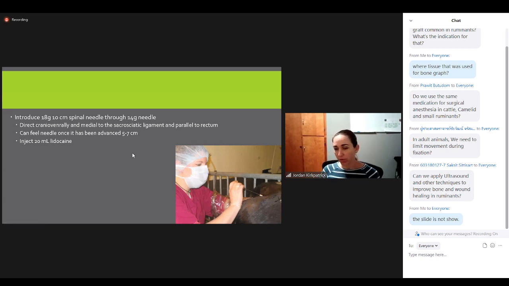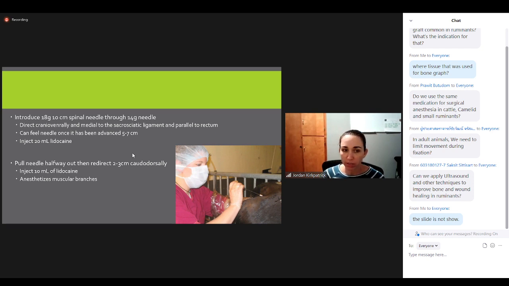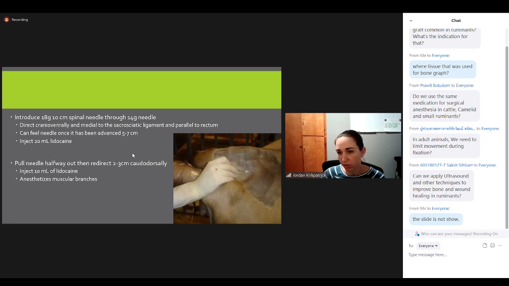Once you advance it all the way in, you'll inject around 20 mils of lidocaine. Then you'll pull the needle halfway out and redirect it caudodorsally and inject 10 more mils of lidocaine. You can see the angle of this hand they've drawn out, and now the needle's angled a bit more dorsally to finish anesthetizing around that nerve. It takes about 30 to 40 minutes for it to take effect.